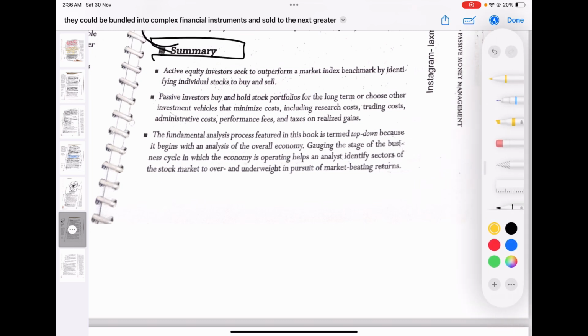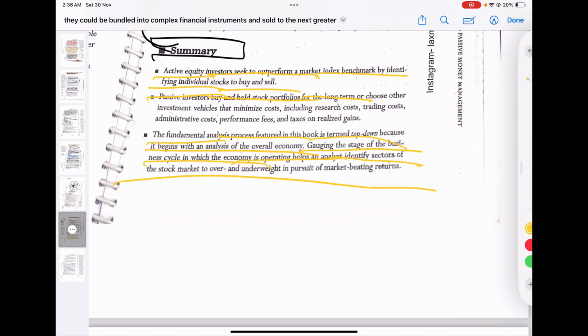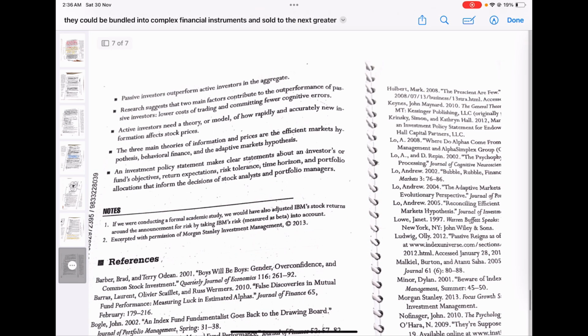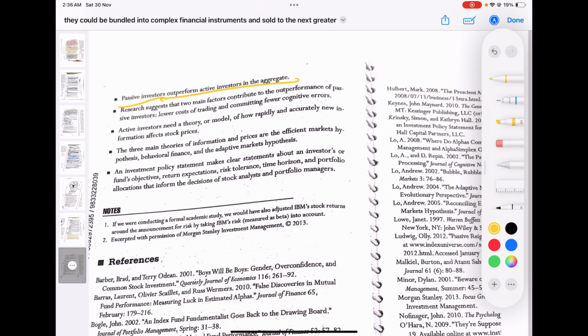Okay, so let's just quickly summarize this particular chapter. Active equity investors seek to outperform a market index by identifying individual stocks. Passive investors buy and hold. The fundamental analysis process is detailed and top down: it starts with the overall economy, then you see the business cycle, then you identify sectors, then you go and find stocks, and then you give the stocks some sort of weights. Passive investors outperform the active investors. This is not a myth, it is a fact, but it is only in aggregate, right? So obviously this is how the majority works, but there are a lot of active investors who do outperform the passive as well. So it's totally up to your personality and your discipline.